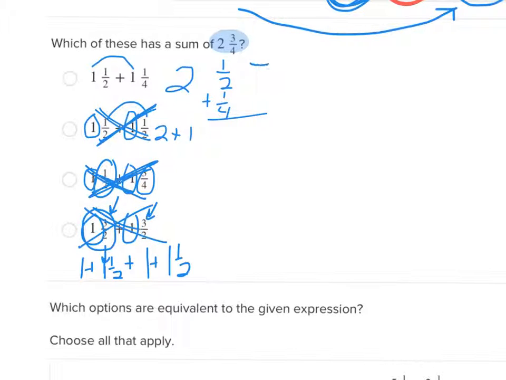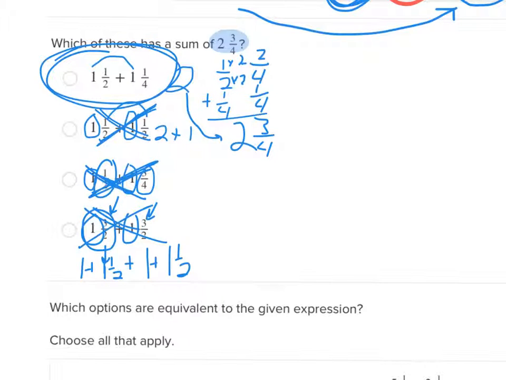We can double check and make sure. The common denominator would be 4. So I multiply the 2 times 2. 1 times 2 is 2. Then 2/4 plus 1/4 is 3/4, with the whole number. It's 2 3/4. That's it. Got it.